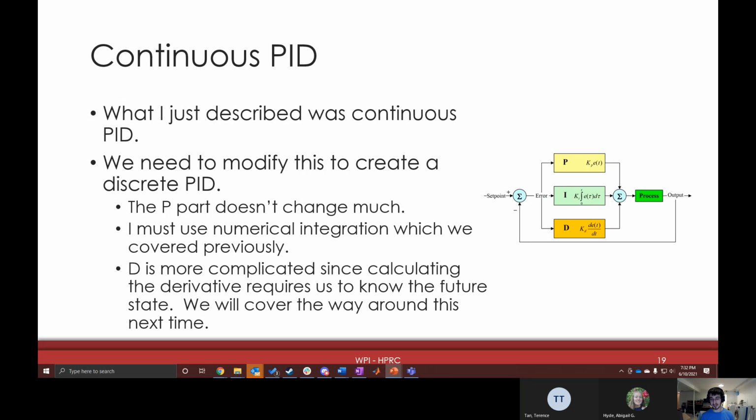The actual P component doesn't really have to change for discrete time because it's just a constant multiplication. It's pretty simple. For the integral term, we then have to switch to some type of numerical integration. We covered numerical integration previously, so you'd use some kind of algorithm like that to compute the integral over time. There's also simpler ways of doing it too. D is the more complicated part, since in order to calculate the derivative, that would require us to know the future states of the system. And obviously the controller can't measure where the system will be at in the future. There's ways of getting around this, which we're not going to cover today, but we will in the future.